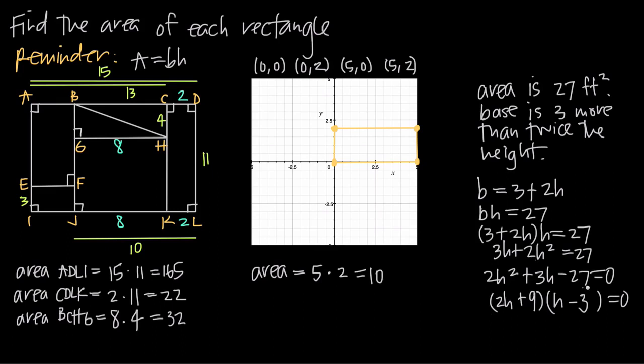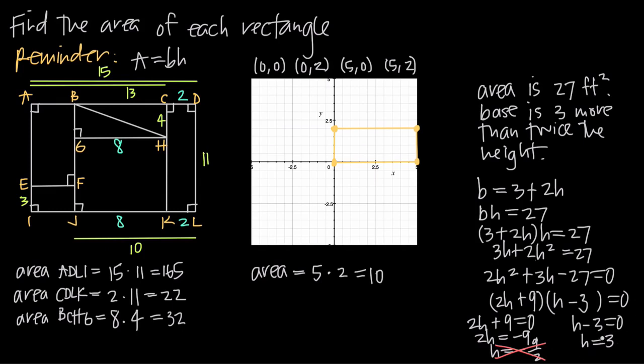Now I want to set each of the factors individually equal to 0. So I'll get 2h plus 9 equals 0, or 2h equals negative 9, or h equals negative 9 halves, or h minus 3 equals 0, adding 3 to both sides, h is equal to 3. Now I have two potential solutions for the height, but I know right away that h equals negative 9 halves cannot be a potential solution, because we're talking about a real height for a real rectangle in real space, and the height can't be a negative value. It's a real dimension, and we can't say that the length of one side of the rectangle is some negative value. So this solution is eliminated, and we know that the height then has to be equal to 3.